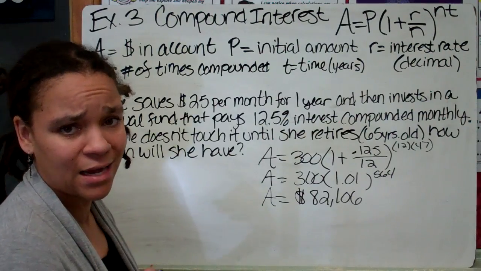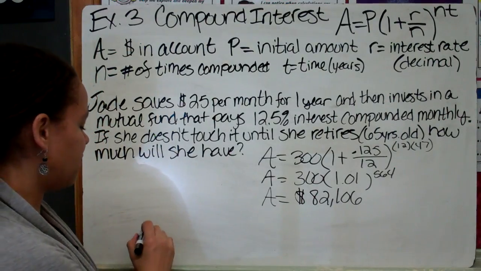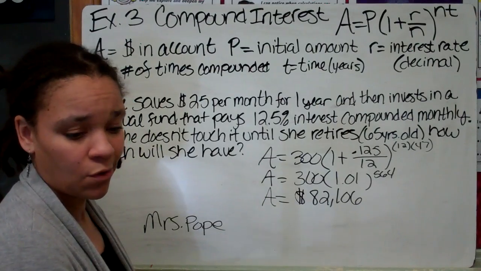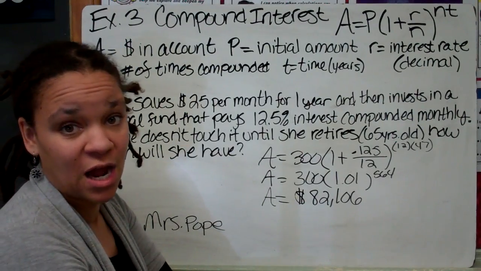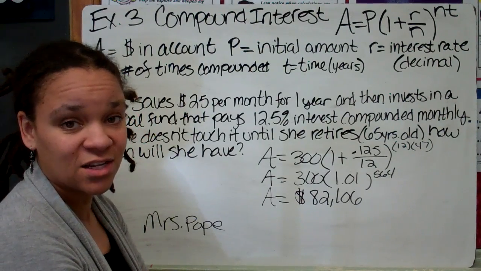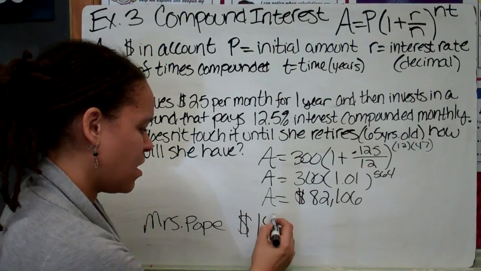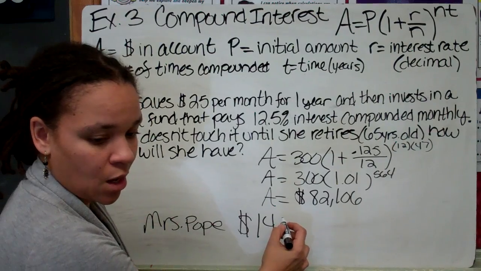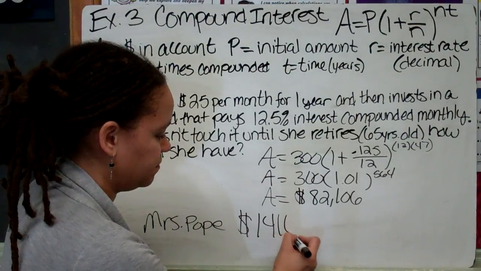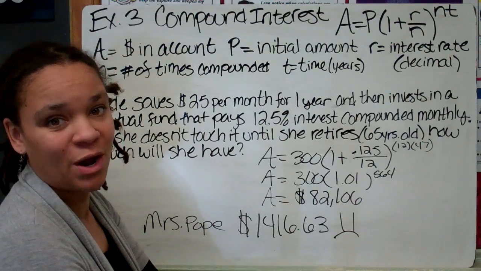Now, let me show you what happens if I decided right now, I'm going to do what Jade does. I want to be like Jade when I grow up. So what if Mrs. Pope did the same thing until I retire from now? Well, I don't have quite as much time, so compound interest isn't going to help me as much. So if I do it from now, I'm 34, until I retire at 65, guess how much I'm going to have? Womp, womp, womp. I'm only going to have about $1,416.63. Boo. I wish I would have started when I was your age.